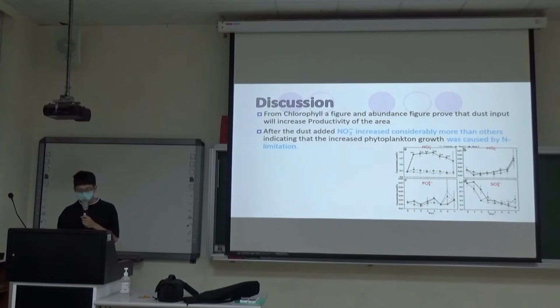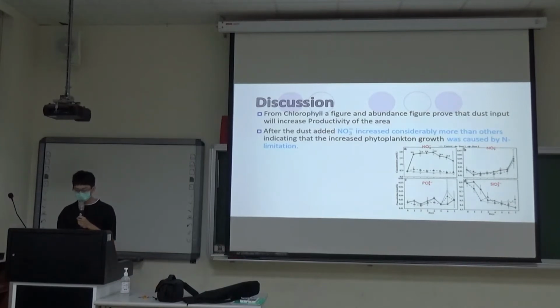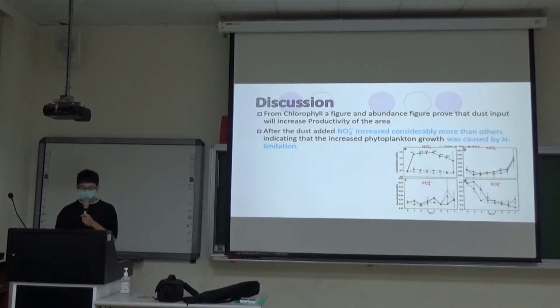And then in the figure we can see that after the dust was added, NO3 minus increased considerably more than the others, indicating that the increased phytoplankton growth was caused by nutrient limitation.